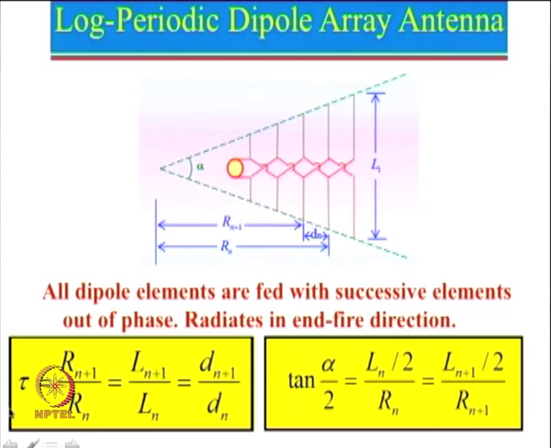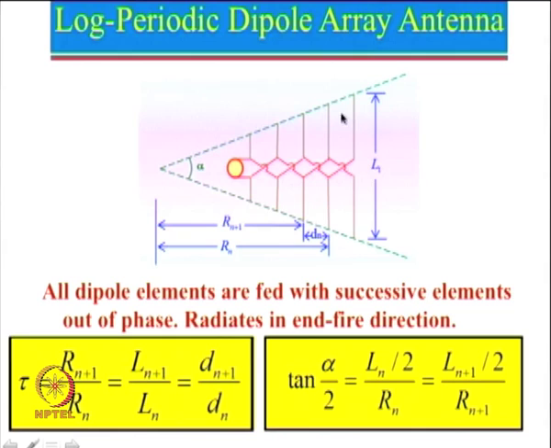Similarly, now you can say log of Rn plus 1 will be equal to log tau plus log Rn. Now here, what is not mentioned, I will just mention that part, which is the diameter. So the diameter of these dipole antennas also should vary in the same fashion. So you can say that the diameter of the dipole antenna for this and this also should follow the same ratio. However, generally that is not possible. Especially in the beginning, people were using mostly aluminium tubes. So you cannot really have, if there are 10 elements, 10 different diameters of aluminium tube. So generally what is done, they divide this into groups.